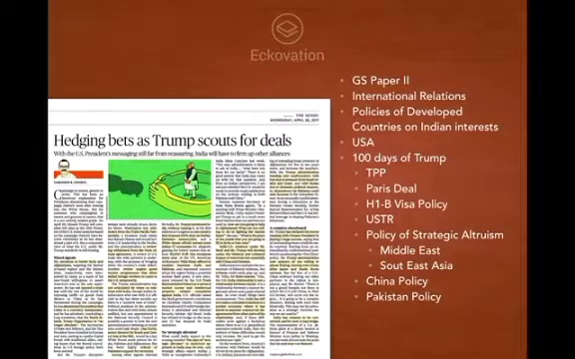For example, there could be a question like, how is the new H-1B visa policy of the USA going to affect the interest of the Indian diaspora or the Indian IT industry? Or there could be a question, how is the change in China policy of the USA a threat to Indian interests? So, as I said, each of these policies could become a question in your mains.